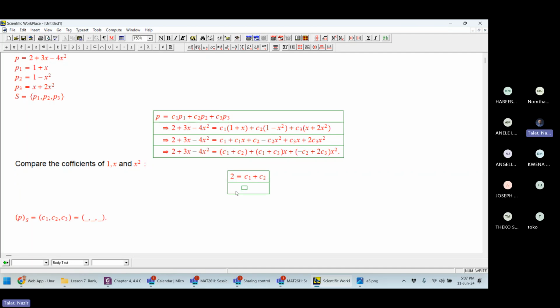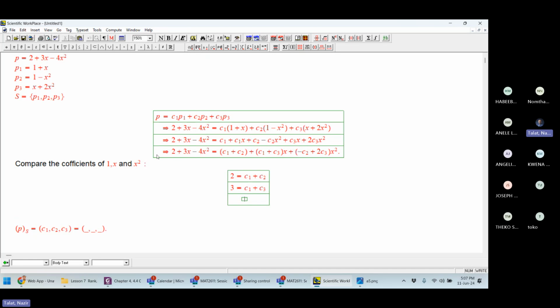This gives you the first equation. Then compare the coefficient of x from both sides. Here there is a 3 on the left side, and on the right-hand side we have C1 plus C3.